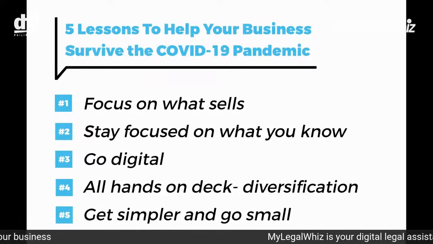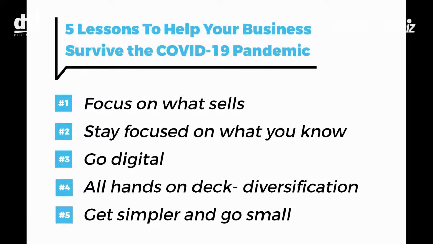They created cheese rolls and ensaymada, products like that, and it's been selling like hotcakes for them, and it's helped their business really survive this pandemic. I think that's a good example. And number 5 is really to get simpler and go small.